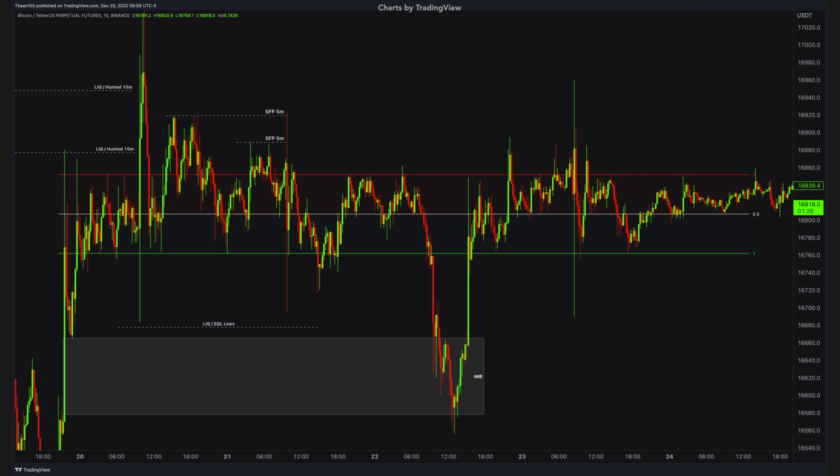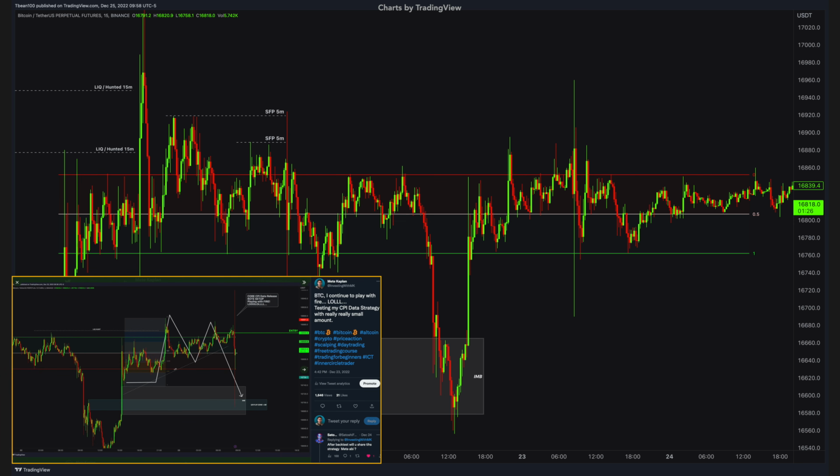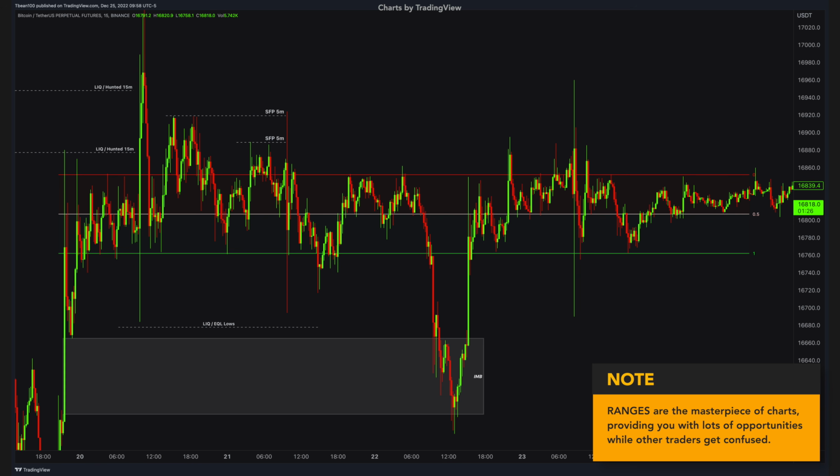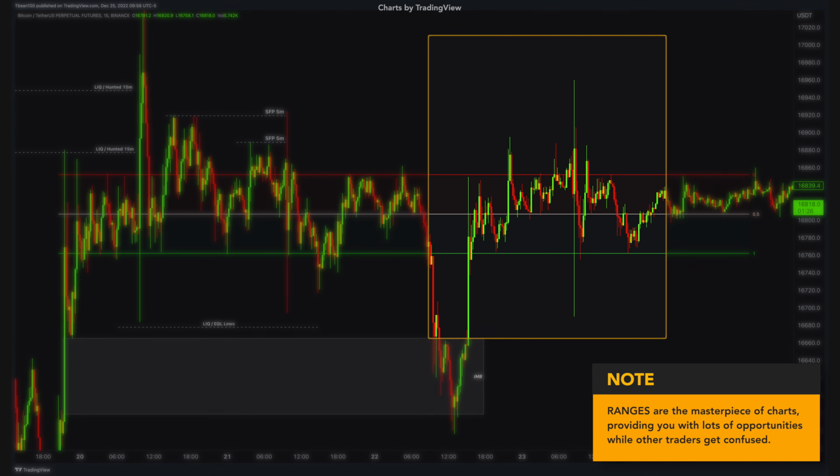Okay, let's quickly cover the Bitcoin trade that I took recently. As you know, we have been watching this range for a long time. Some people call this range horrible price action because most of them have no clue about range trading. For me, this is a masterpiece. I will probably print this and hang it on my wall. Okay, let's get back to the trading.